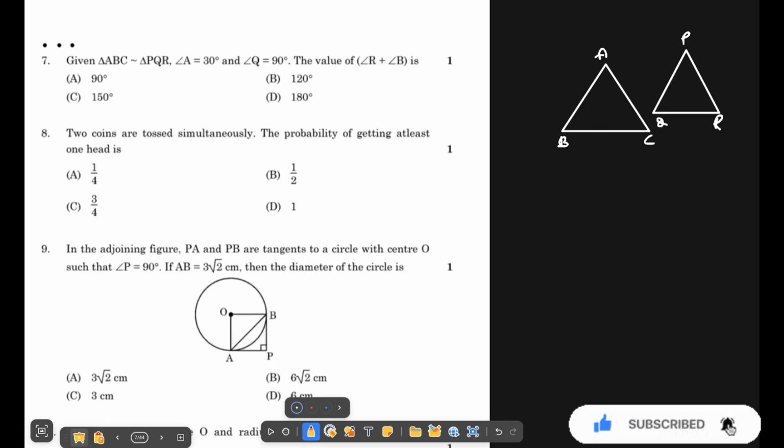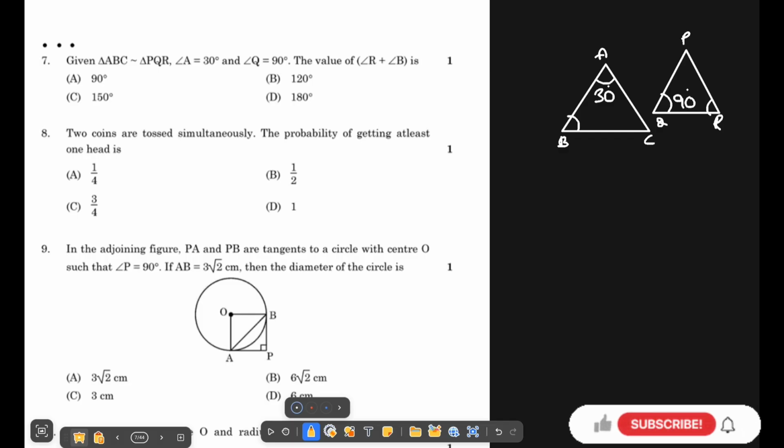So what is given here? Angle at A is 30 degrees. Angle at Q is 90 degrees. Then we need angle R plus angle B.